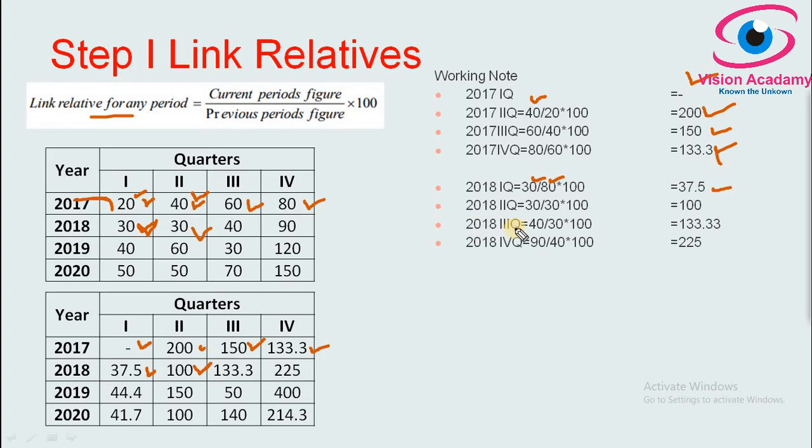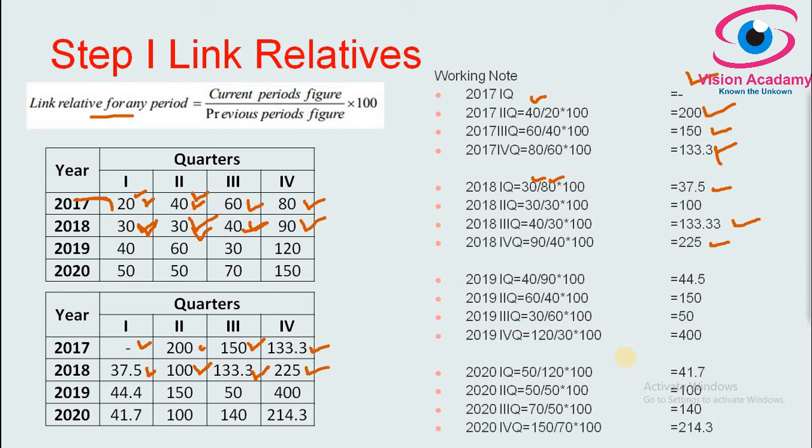For the third quarter, the current period is 40 and the previous period is 30. 40 by 30 into 100 is 133.33. And for the fourth quarter, the current period is 90 and the previous period is 40. 90 by 40 into 100 is 225. So I have inserted 225 here, and 133.3 I have replaced too. By the same method we obtained the link relatives for all the periods.